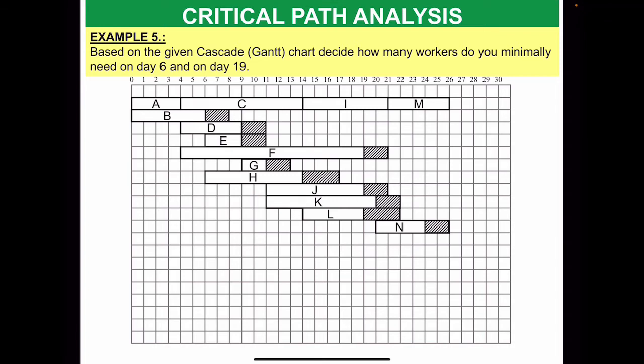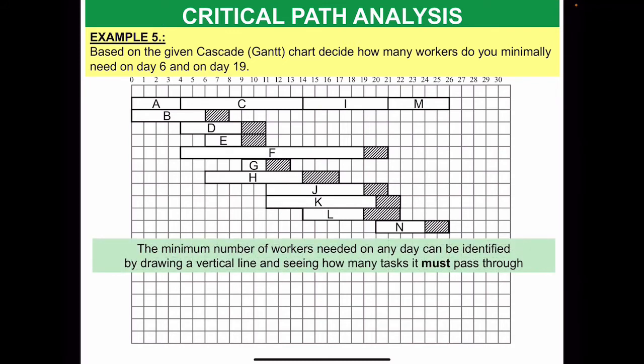We are given the chart and we need to decide how many workers we minimally need on day 6 and on day 19. This means we assume that every task is assigned to one worker. And then the minimum number of workers needed at any time you can identify by drawing a vertical line and seeing how many tasks must be happening. Okay, so let's look at it.